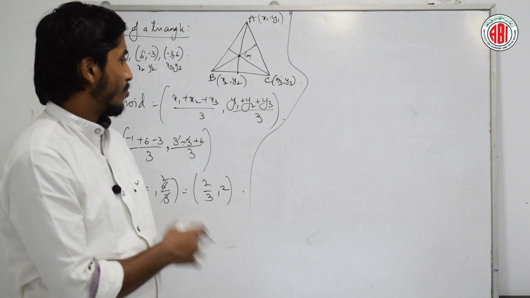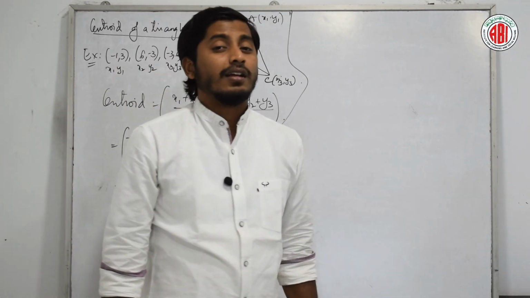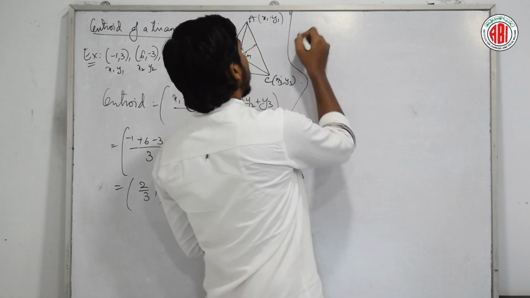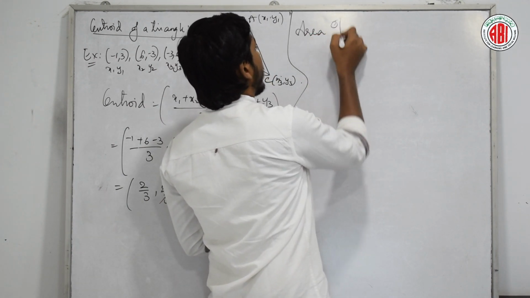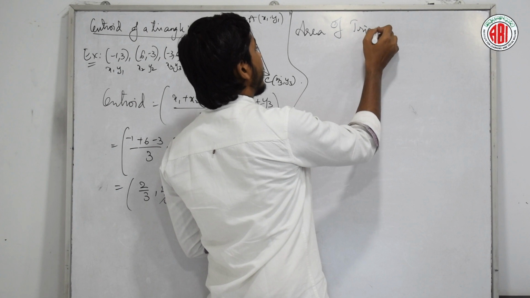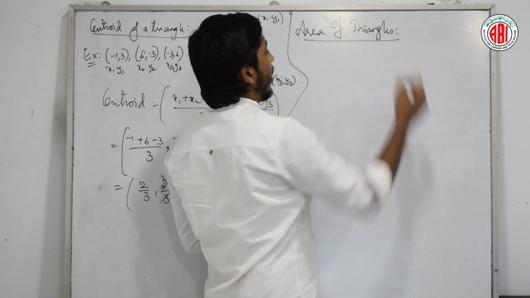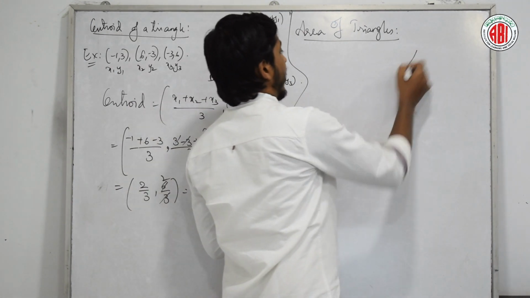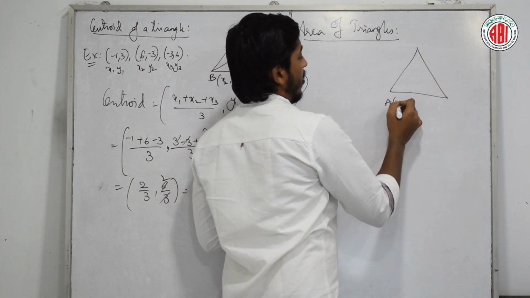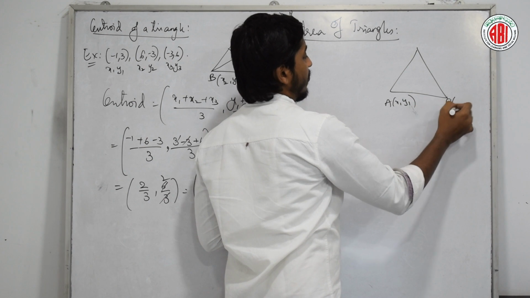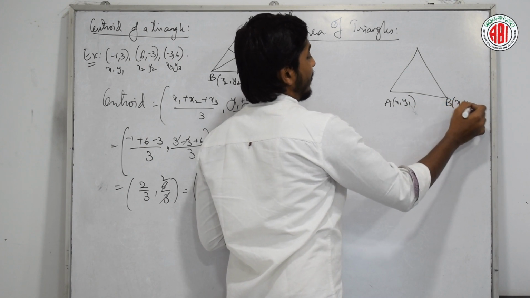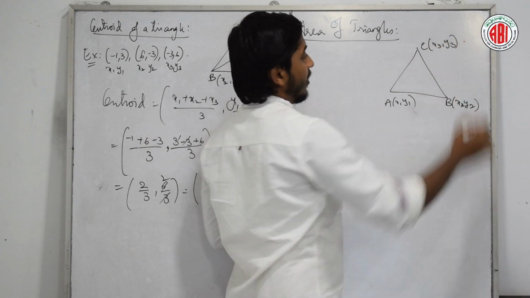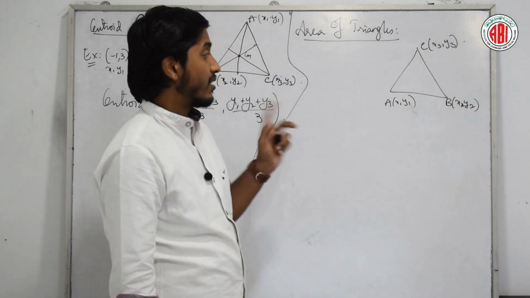We shall have 2 or 3 problems again. Before that, I want to teach you one more thing, that is the area of a triangle, which is very important and which is the basis of my next session. There are 3 points of a triangle. One is A of x1 comma y1, one more is B of x2 comma y2, third one is x3 comma y3. What is the area formula? This is also very important.